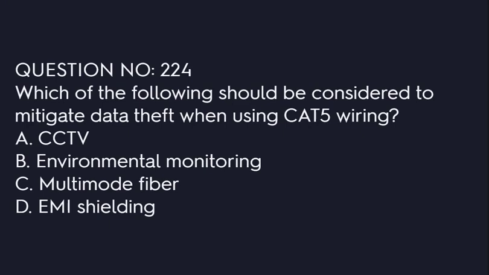Question no. 224: Which of the following should be considered to mitigate data theft when using Cat 5 wiring? A. CCTV. B. Environmental monitoring. C. Multimode fiber. D. EMI shielding. D.